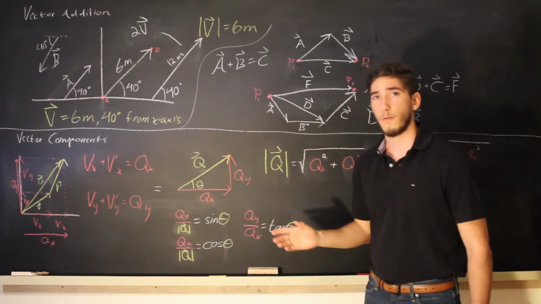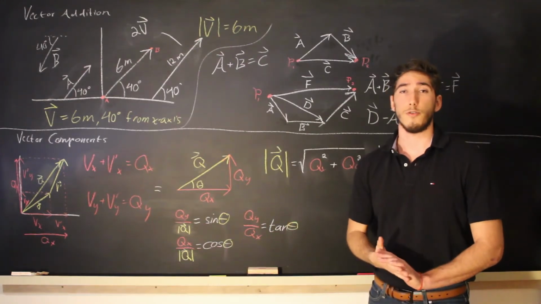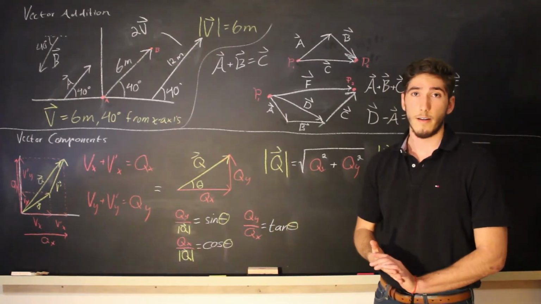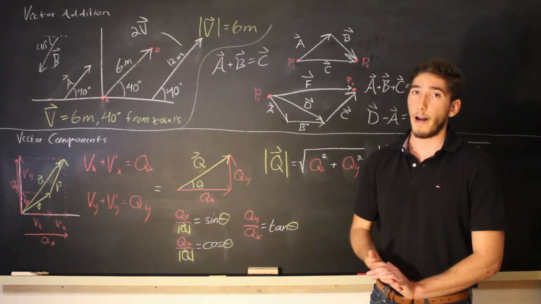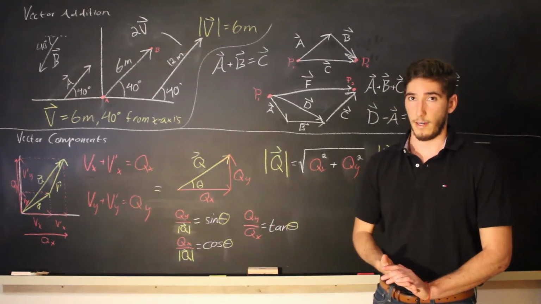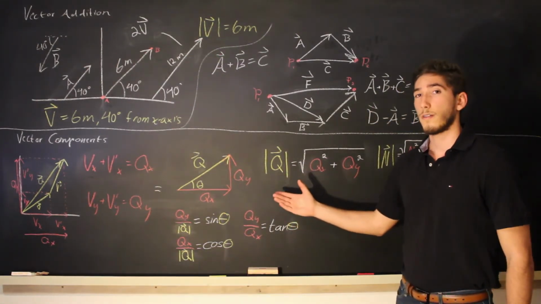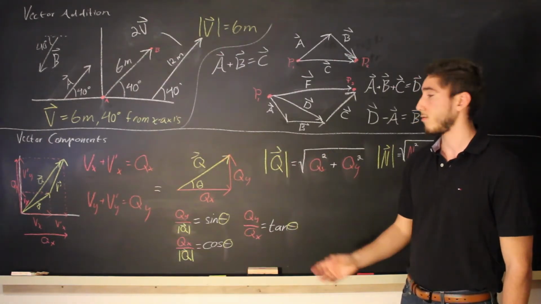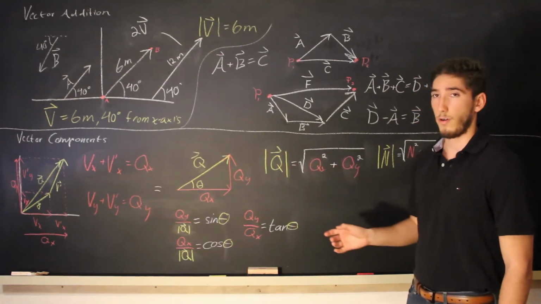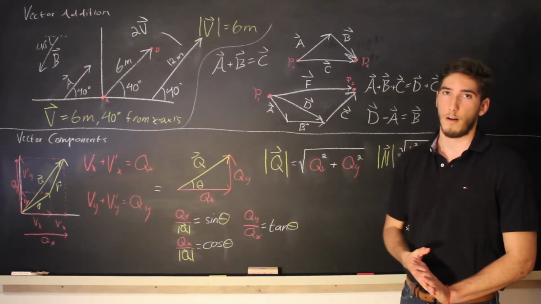If you've forgotten some of your trig rules, I've written some of them here. Q of y over the magnitude of q is sine theta. Q of x over the magnitude of q is equal to cosine theta. And q of y over q of x is equal to tan theta. But most importantly, the magnitude of q can be solved using Pythagorean theorem. So, the magnitude of q is equal to the square root of q of x squared plus q of y squared. It is important to know, however, that components are not vectors.